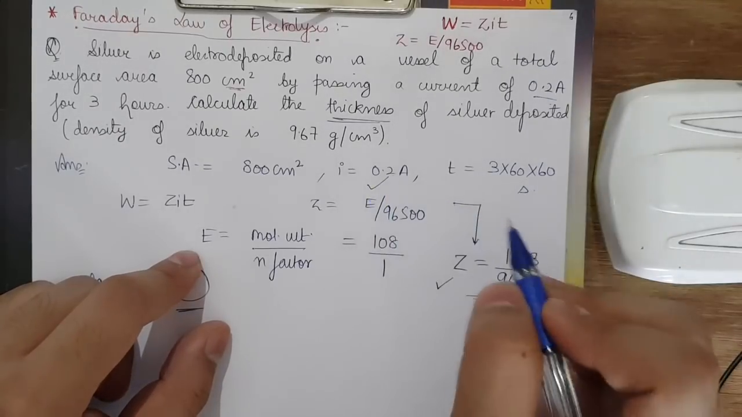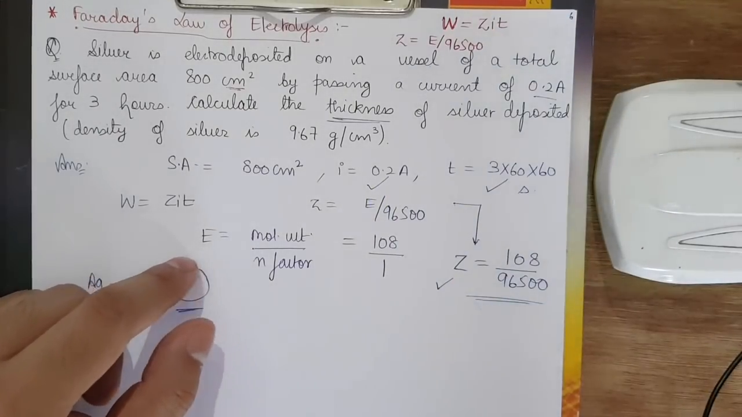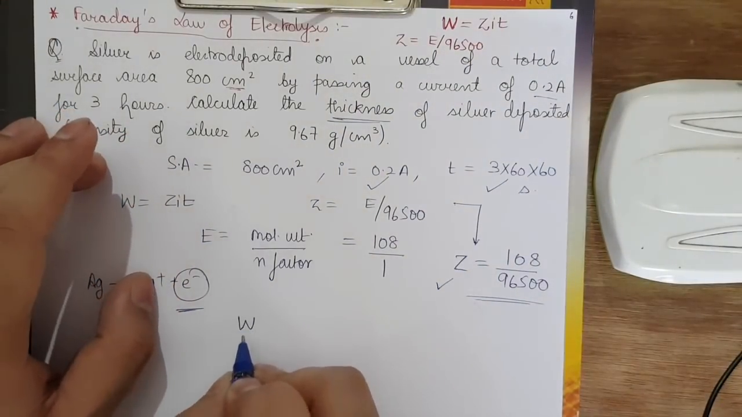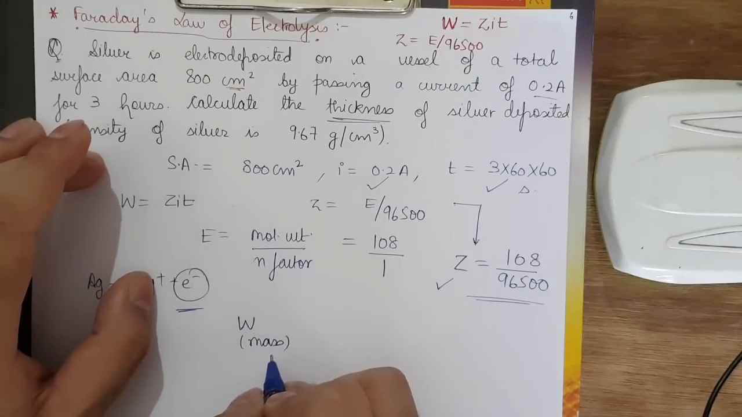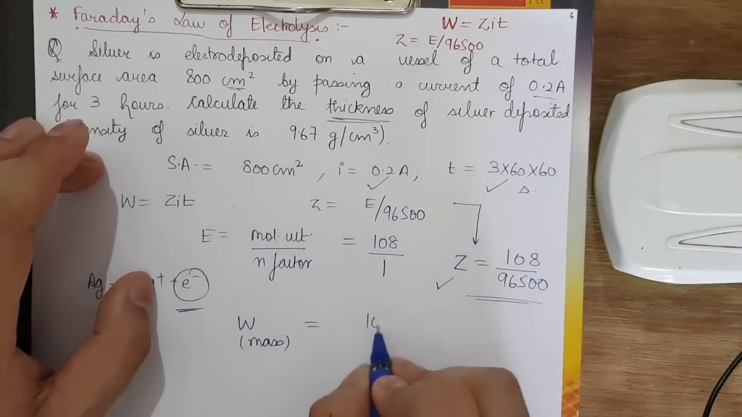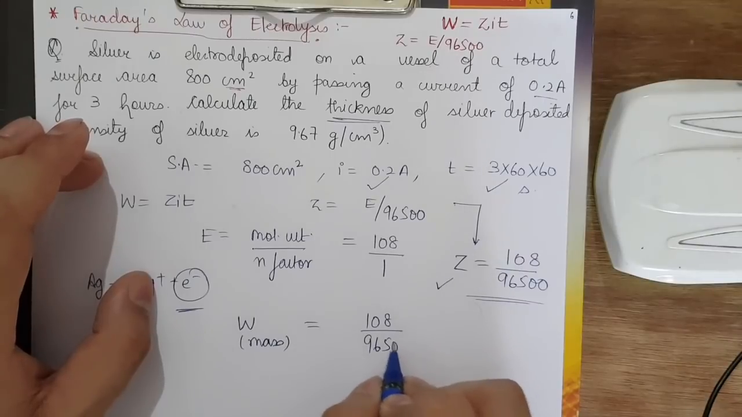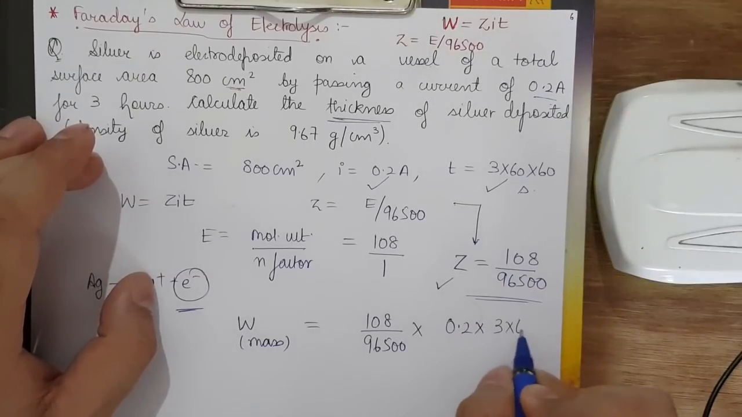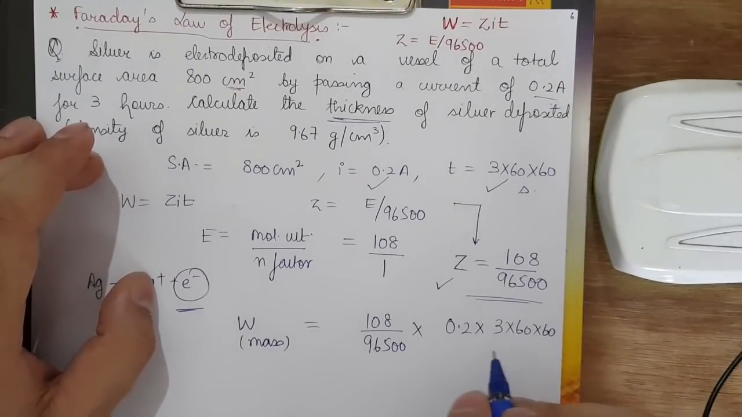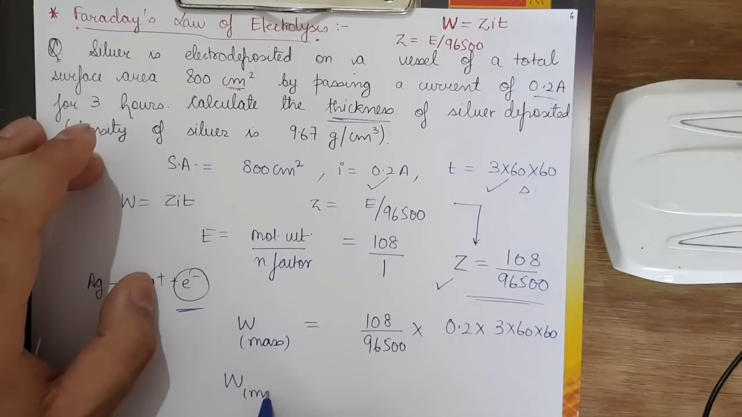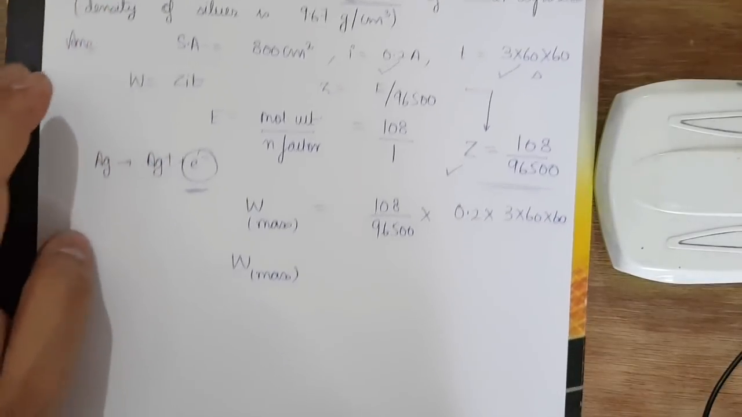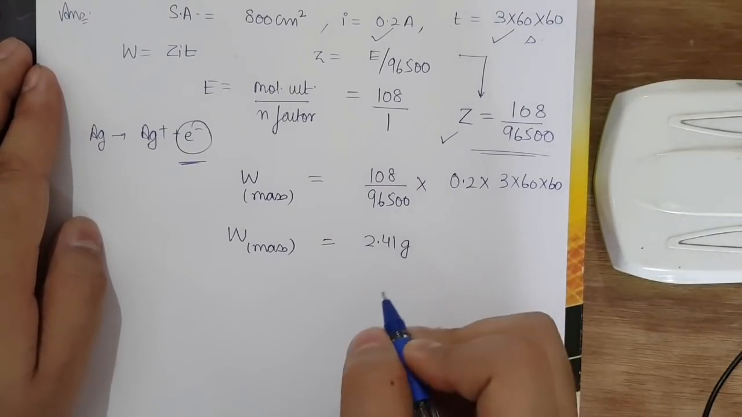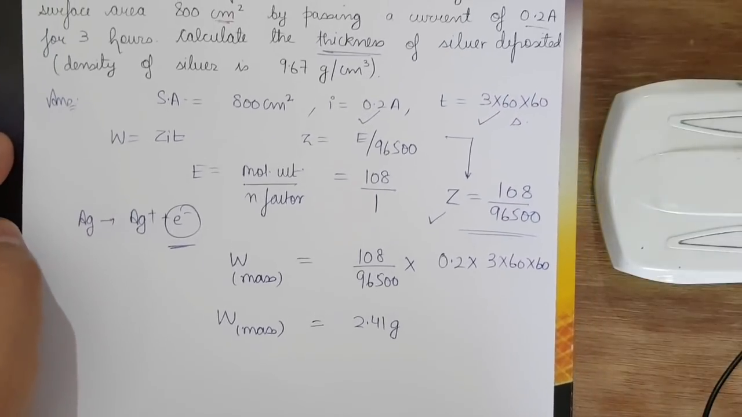We have got the value of Z, we know the value of I, and we know the value of t. So basically three things are known to us. So we can calculate W, the mass, in layman terms weight, is equal to ZIT. So Z is equal to 108 upon 96500 into I, which is 0.2, into 3 into 60 into 60. This is the calculation which you have to do. I have the answer with me, so let me just directly write it instead of wasting time. The mass comes out to be equal to 2.41 grams.